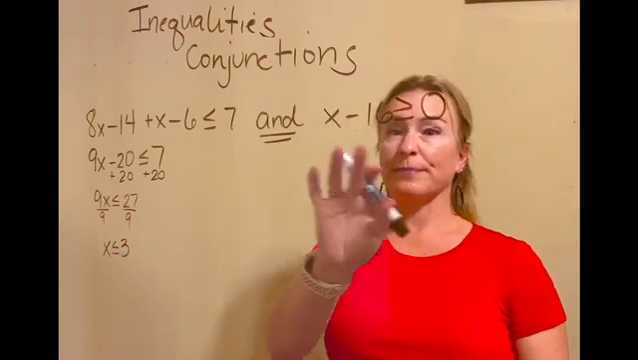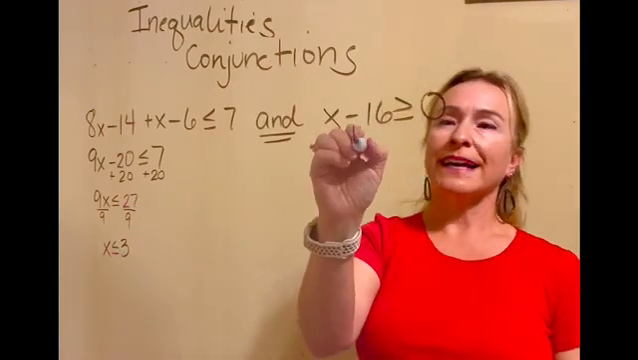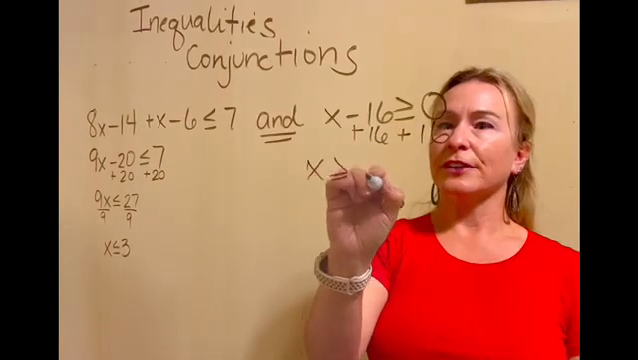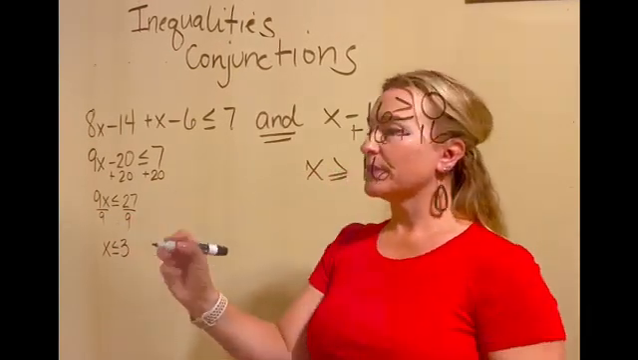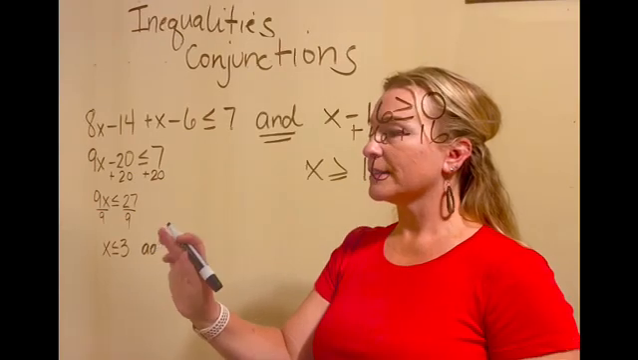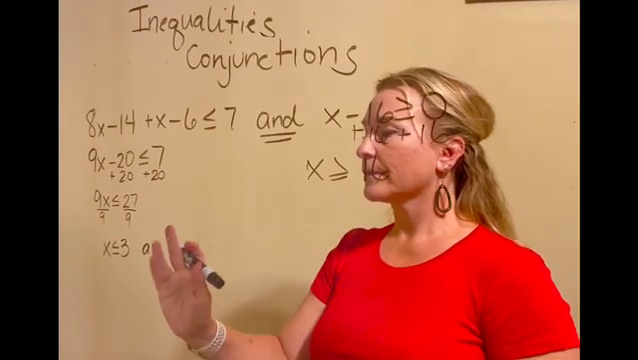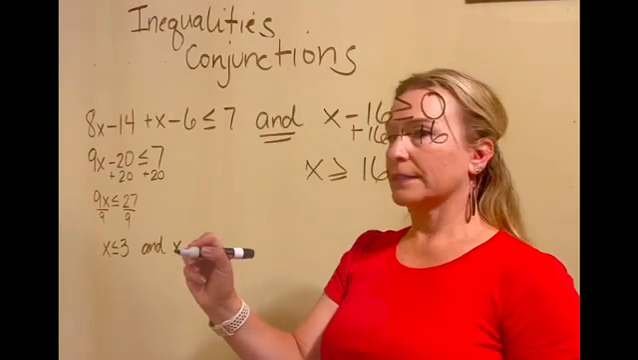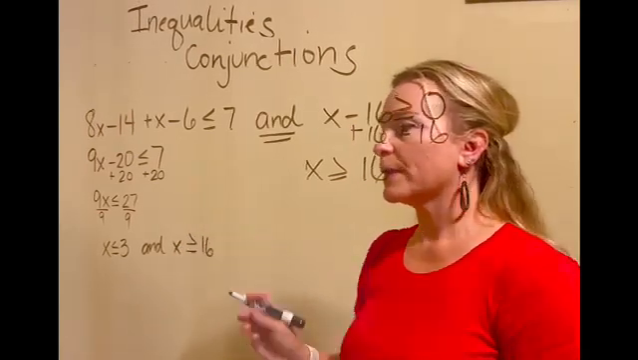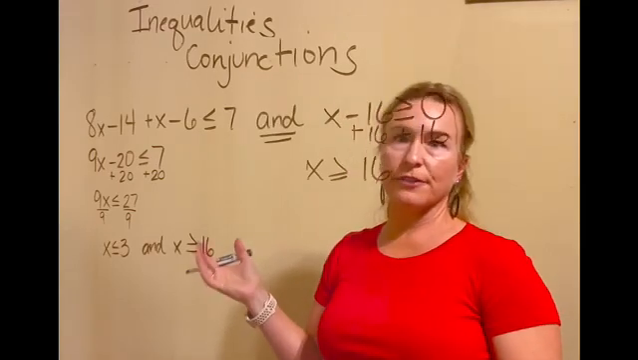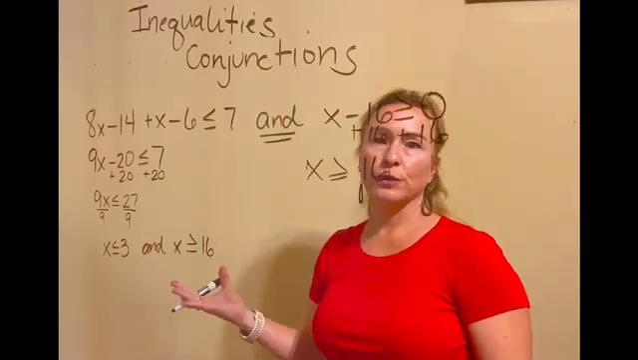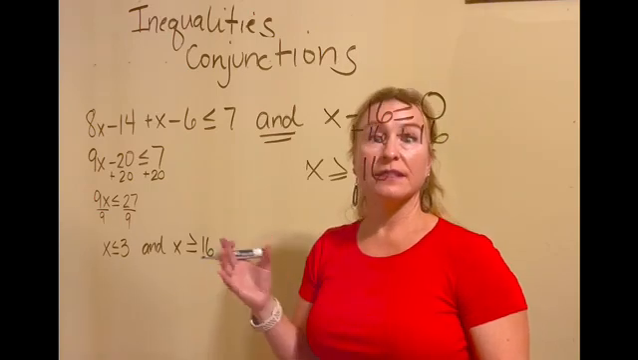Then we have this one. This one's much shorter. I'm just going to add 16 to both sides. So I have x is greater than or equal to 16. I'm going to bring these over here together. So x is less than or equal to 3 and x is greater than or equal to 16. Okay, when I go to graph these, what I'm looking for is, because it's an "and" statement, they really do have to overlap each other, and there has to be a section where they overlap.